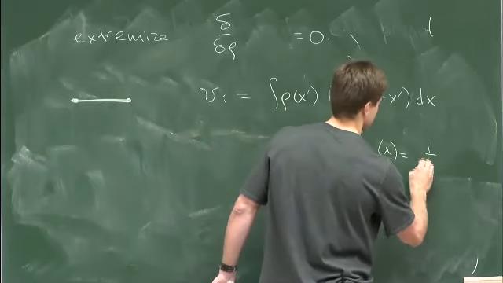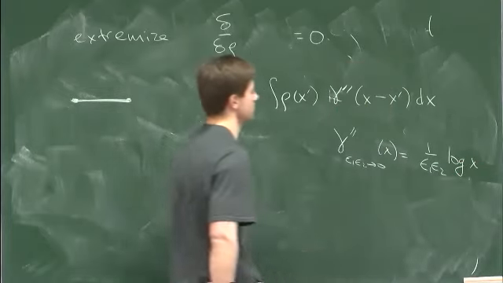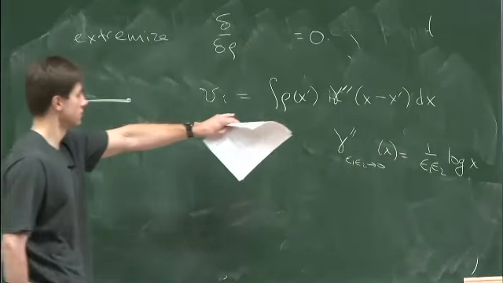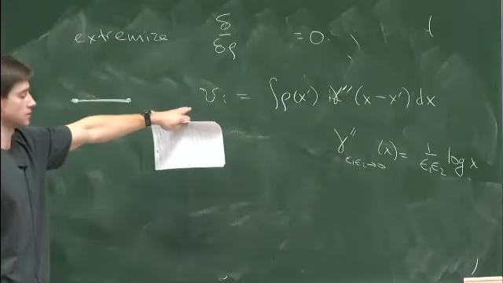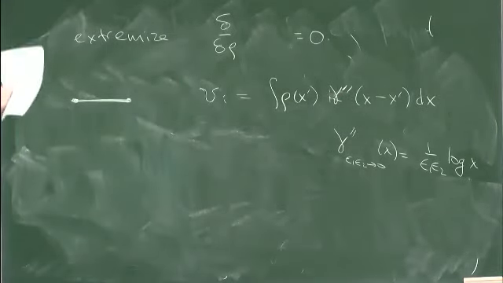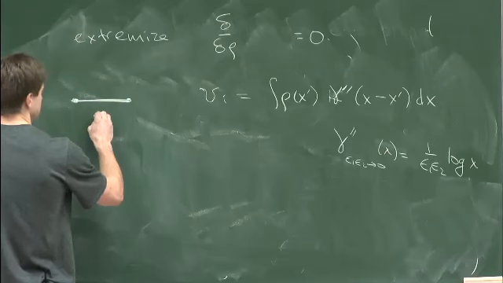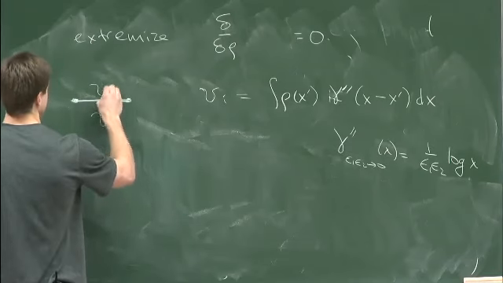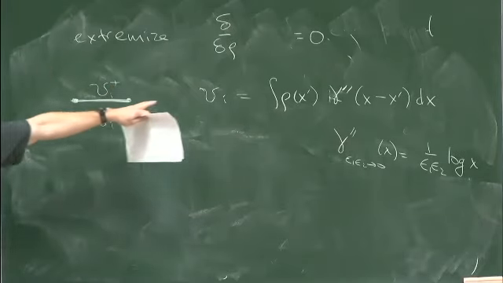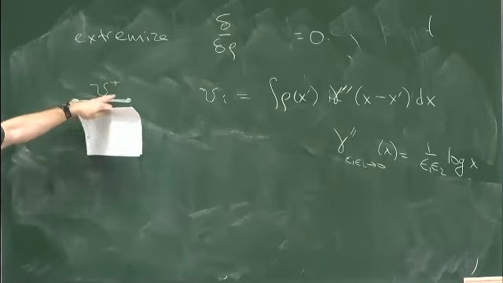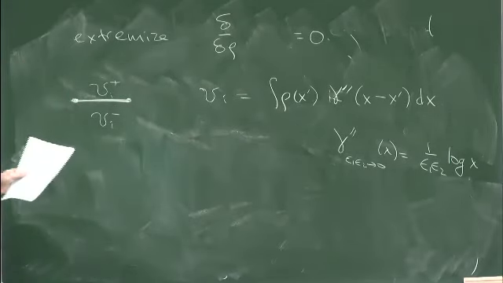It's simply 1 over epsilon1, epsilon2 logarithm of x. So it's a simple logarithm kernel transforming the density. Now for these logarithmically transformed quantities v_i, the variational equations have the following form. Denote v_i minus and v_i plus the values of those integral transforms on the upper side of the cut and the lower side of the cut.